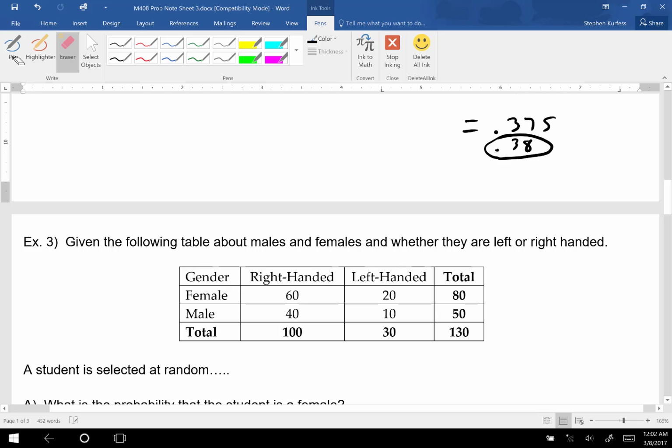Okay, so probability that the student is left-handed. First of all, they're given it's male. So how many males are there? Okay, well, there are 50 males. So what's the probability they're left-handed?